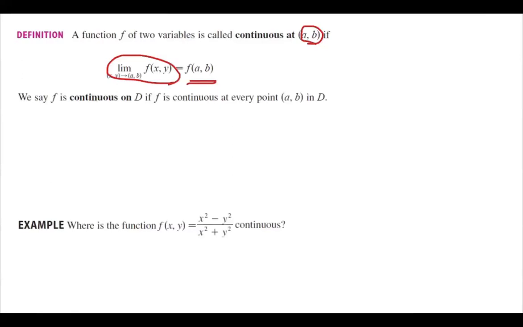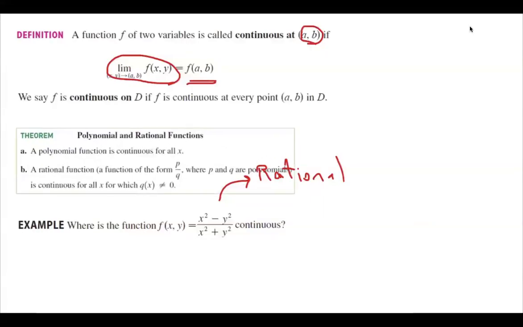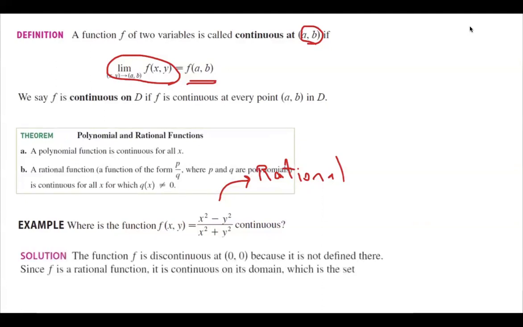For example, where is the function continuous? Here you have a rational function. When you have a rational function, we need to be careful about the denominator. Let us take a look at the domain of this function. The function f is discontinuous only at the origin.